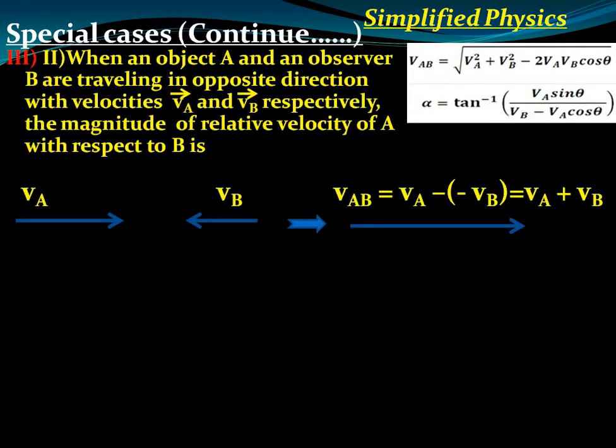Third case, some mistake here. When an object A and observer B are traveling in opposite directions with the velocities VA and VB, in such condition the magnitude is VAB equals VA plus VB. Just apply this relation, or simply we can say VA plus VB, and the direction will be 0.